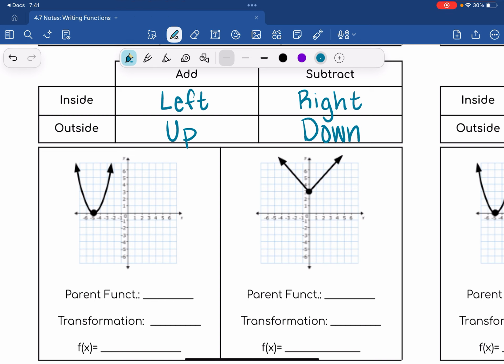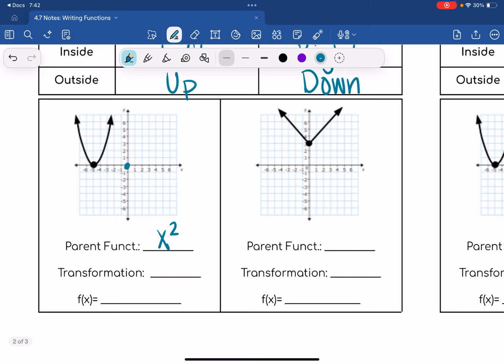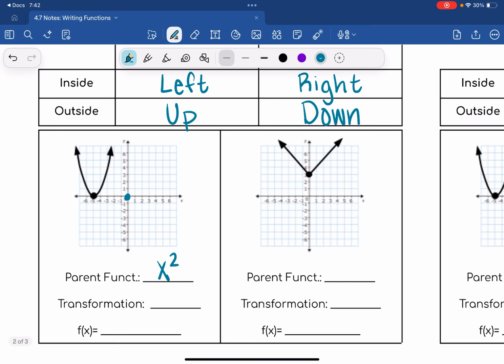So looking down here, if I look at my first graph on the left, I can see that that is my U-shaped graph. My U-shaped graph is my quadratic, so that means my parent function is x squared. Then I'm going to look and see where it moved. So I'm going to compare it to 0, 0, and it has moved to the left 5. So on my transformation line, I'm going to write L5.